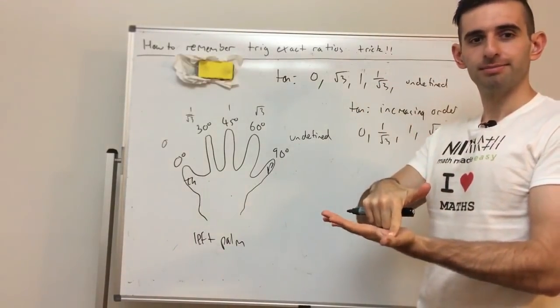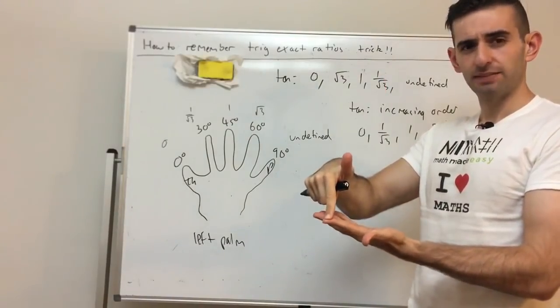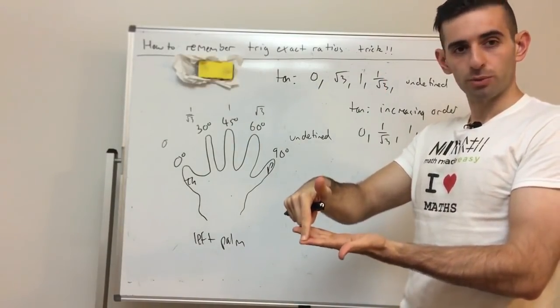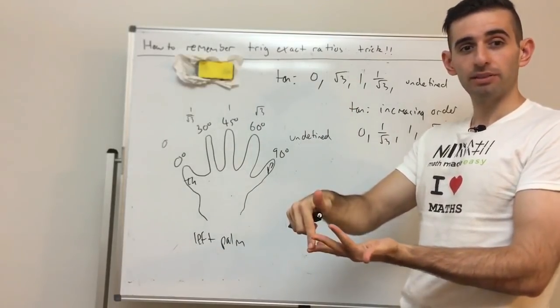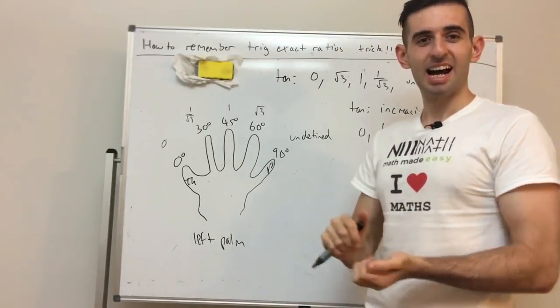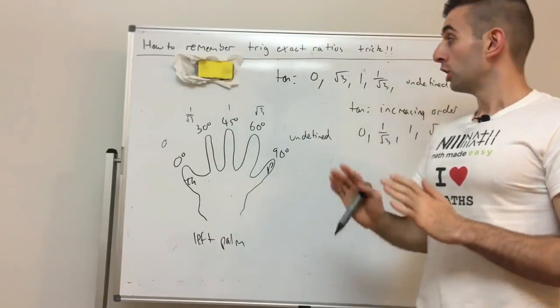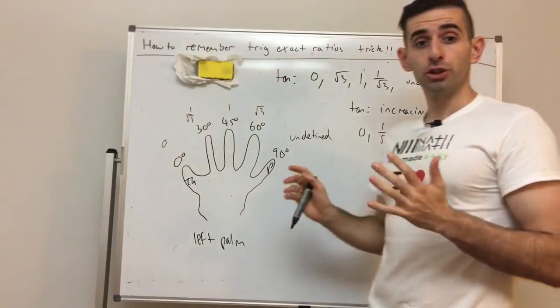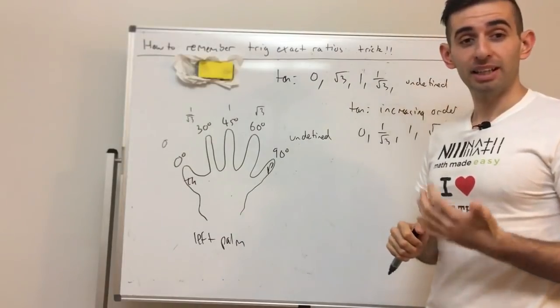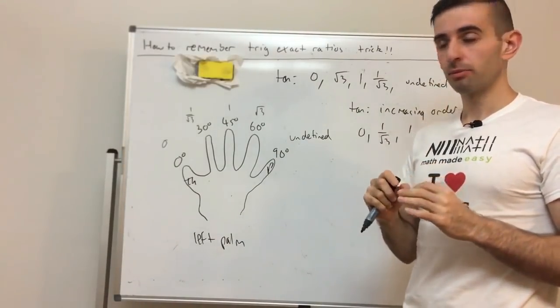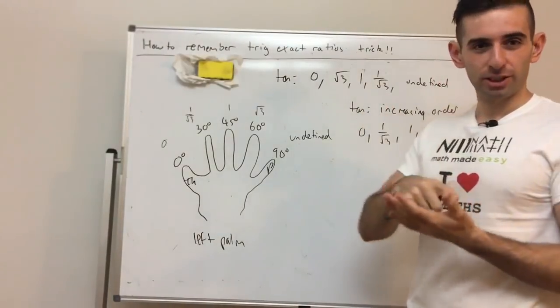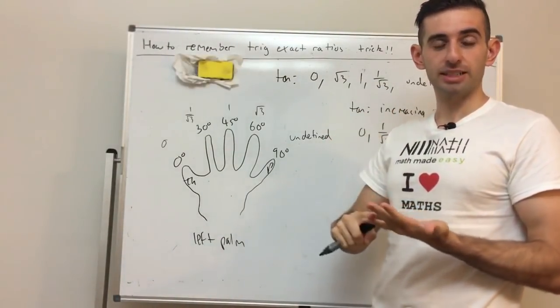Tan 0, 0. Tan 30, what's the next value after the 0? That's 1 on root 3. Tan 45, what's after that? 1. Tan 60, what's after that? Root 3. And then tan 90 is undefined. So that's the trick to using your left hand to remember the sine, cos, and tan exact values for 0 degrees, 30 degrees, 45, 60, and 90.